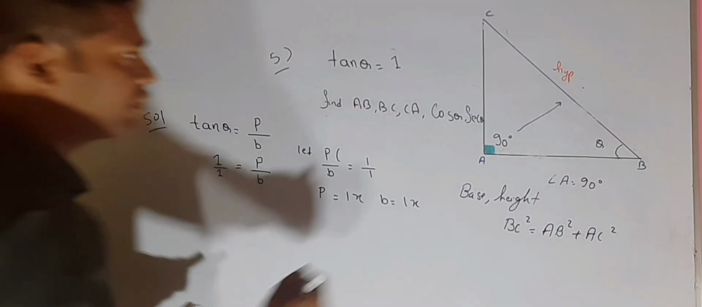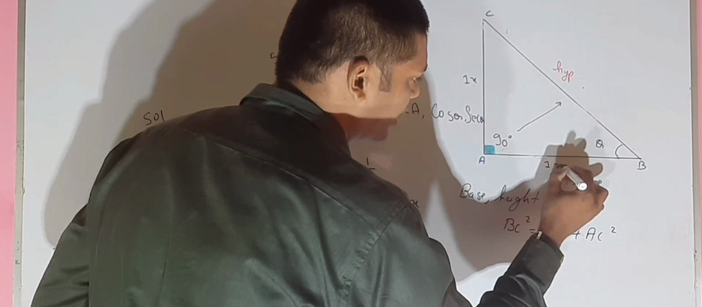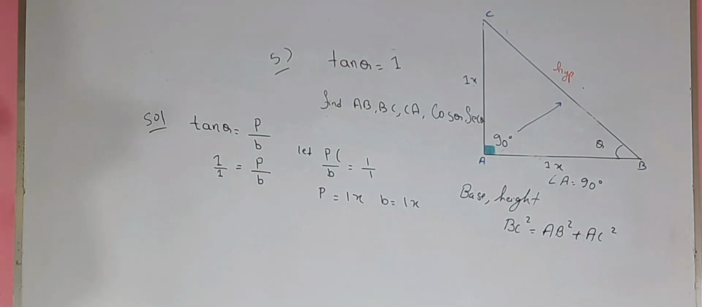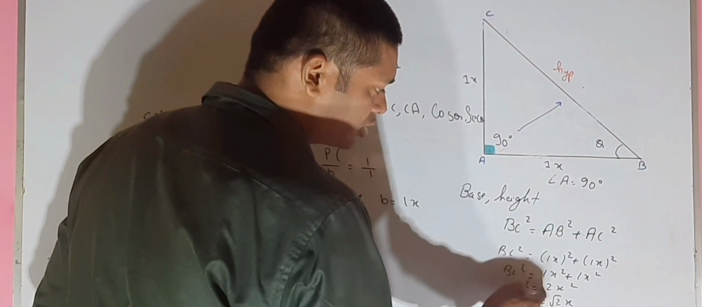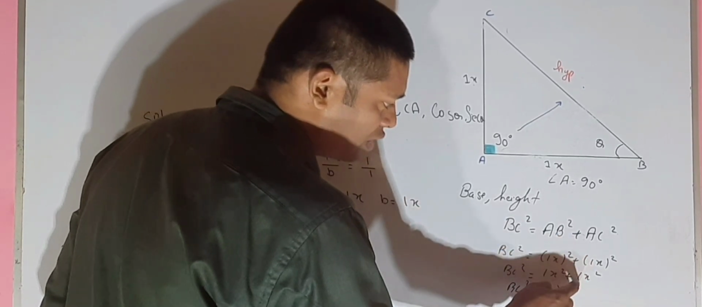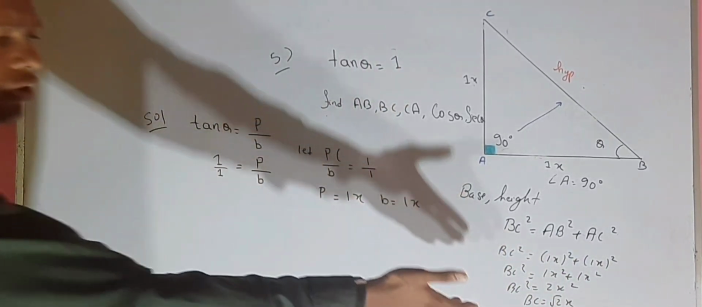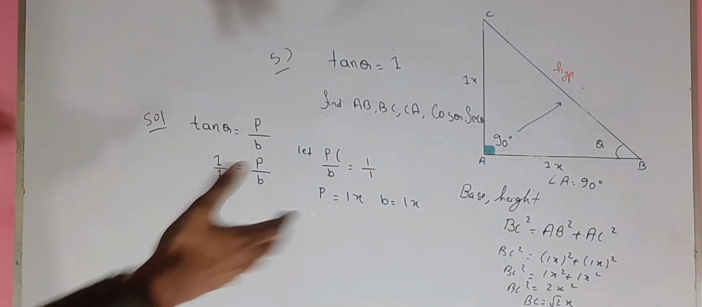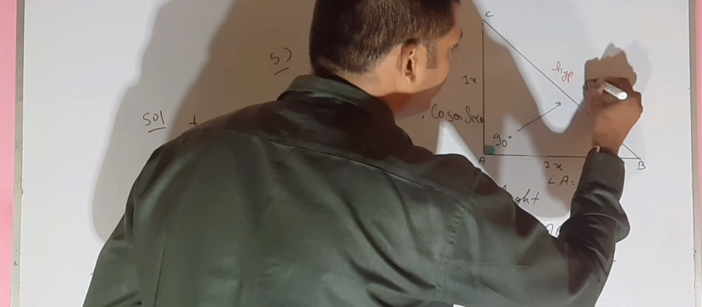What are you going to do afterwards? You have to think. You have this side 1x and this side also 1x. To find the hypotenuse, use the formula. So 1x square means 1 square x square, x square, plus 1 square x square, x square. So 1 plus 1, 2x square. If you take the root, the 2 will be in the root and x will come out. So root 2x. BC, how much are we having? We have root 2x.